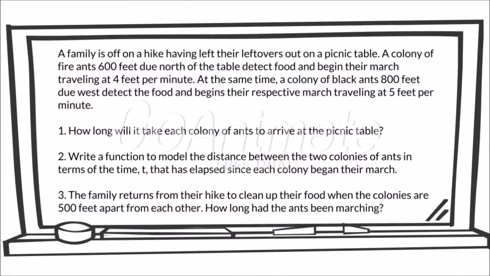We are given this scenario. A family is off on a hike, having left their leftovers out on a picnic table. A colony of fire ants 600 feet due north of the table detect food and begin their march traveling at 4 feet per minute. At the same time, a colony of black ants 800 feet due west detect the food and begins their respective march traveling at 5 feet per minute.